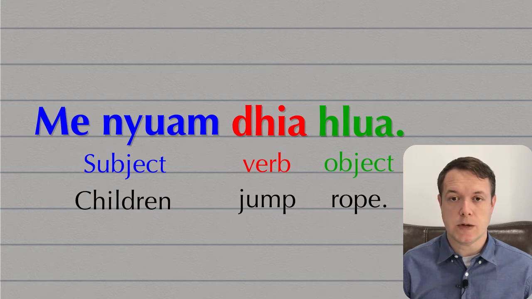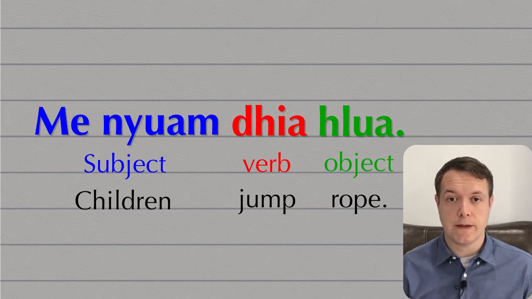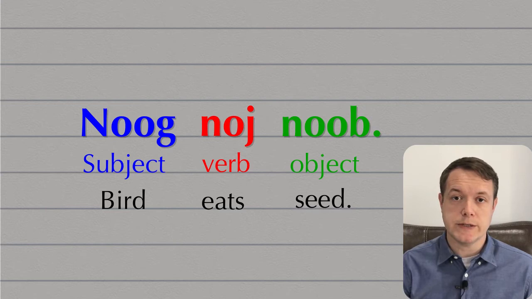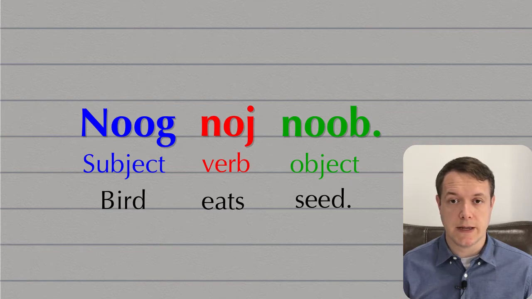Menua, tia lua. Menua is children, the subject. Tia is to jump. And then lua is what is being jumped, the rope, which is the object. Finally, nong, no, nong. Nong is a bird, it's the subject. No is to eat. Nong is the object, which is a seed.